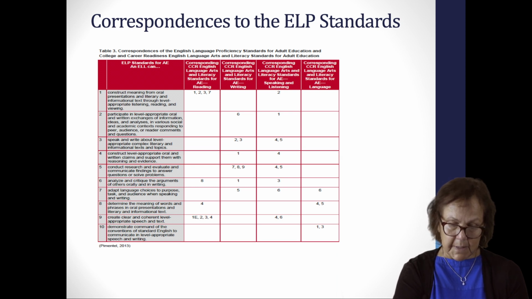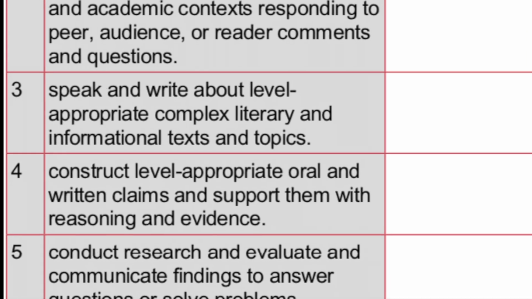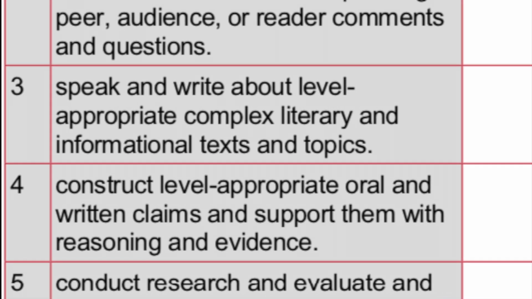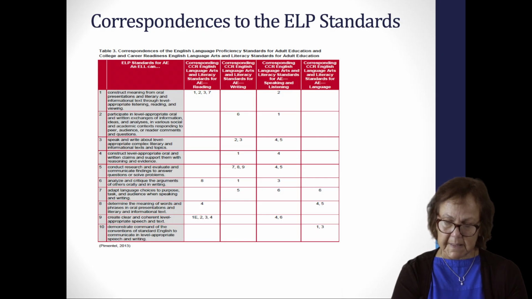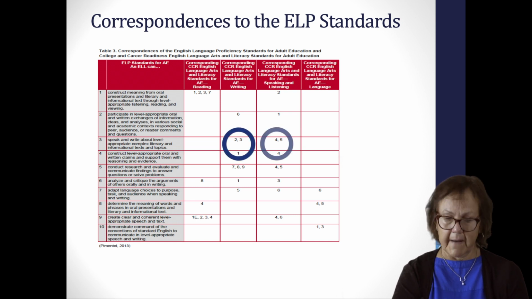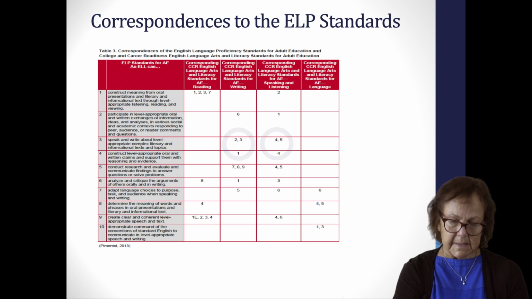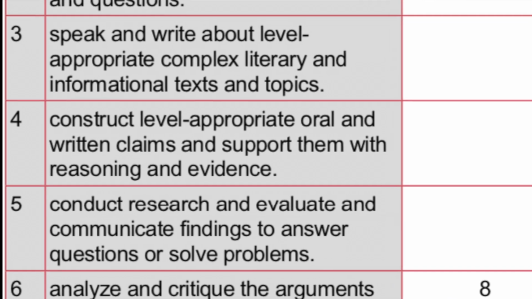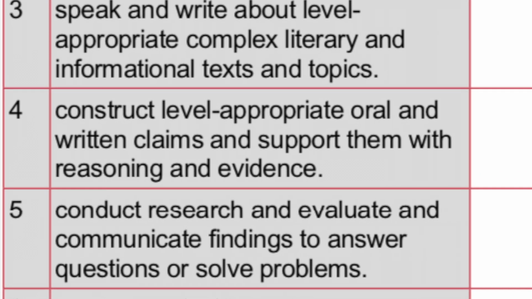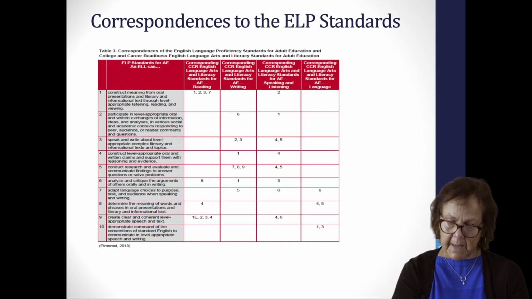In Standard 3 of the ELP, speak and write about level appropriate complex literary and informational texts and topics. The CCR standards that it corresponds to are writing 2 and 3, speaking and listening 4 and 5. Standard 4 in the ELP standards, construct level appropriate oral and written claims and support them with reasoning and evidence. Again, with the CCRS writing 1 and speaking and listening 4.